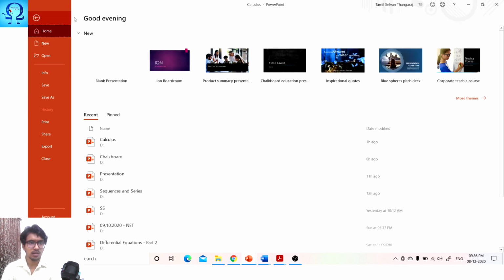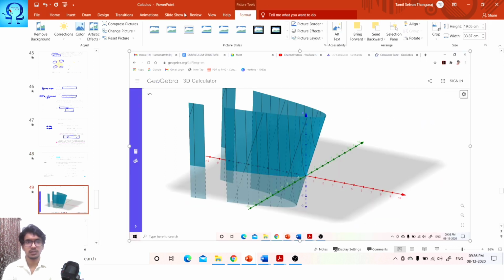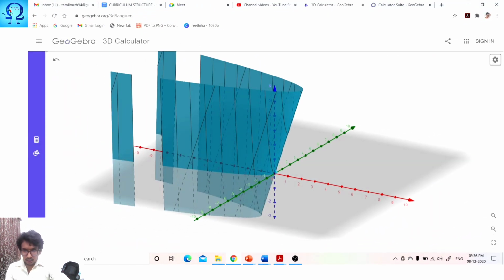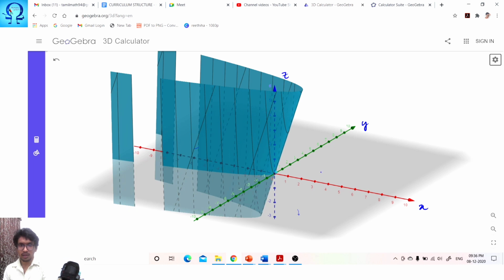So sorry, let me add one more new slide. Yeah, so here you may very well notice that this is your x-axis. Okay, this is your y and this is your z if I'm not wrong. So we'll have to bring those things inside. So that is your xy. So if this is your xy, in the positive sense alone you are considering.